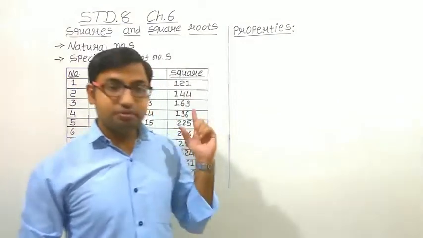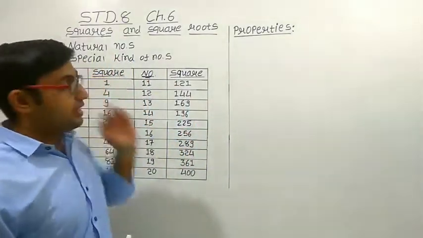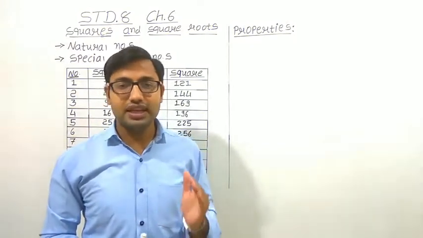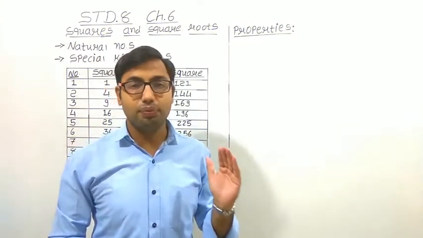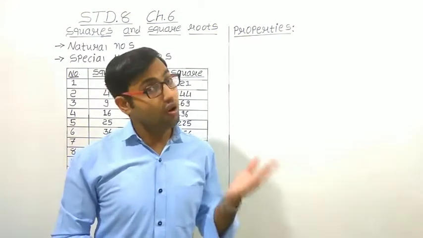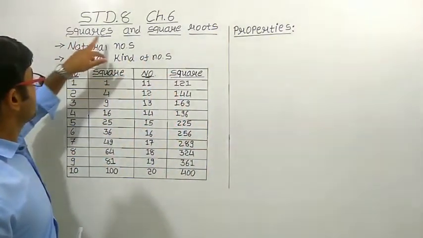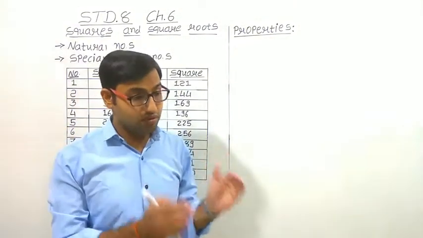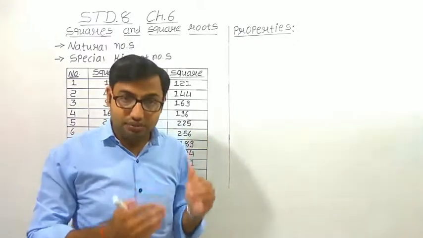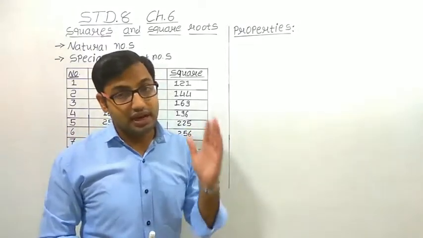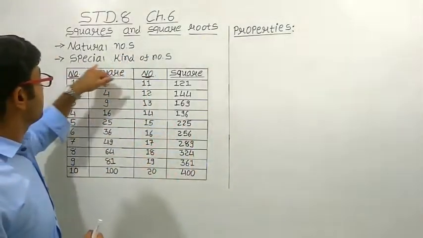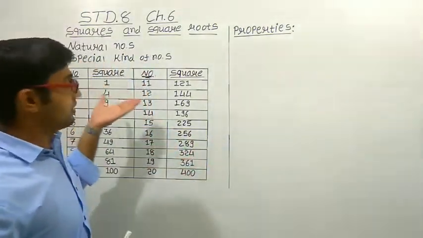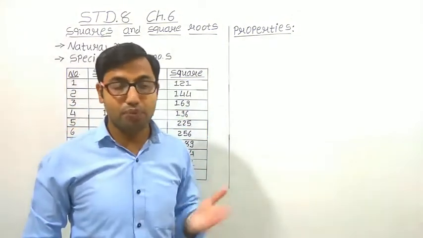So the square numbers, the squares are also a kind of numbers, which we can say is a special kind of property of which number? Of natural number. So the squares, we have to take from which set? We have to take the squares from the natural number set. That is, squares are some special kind of numbers. So we can say that the square of a number is a special property.